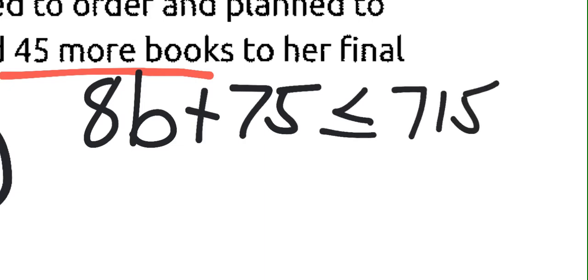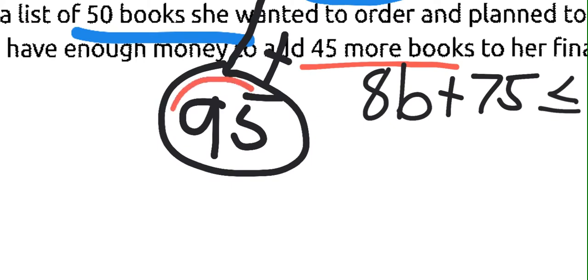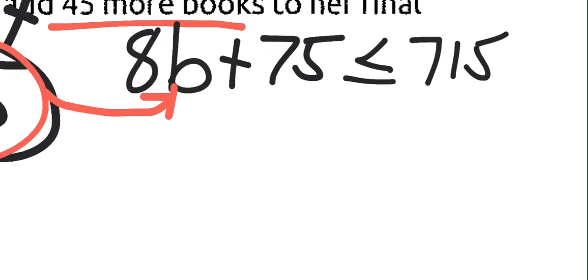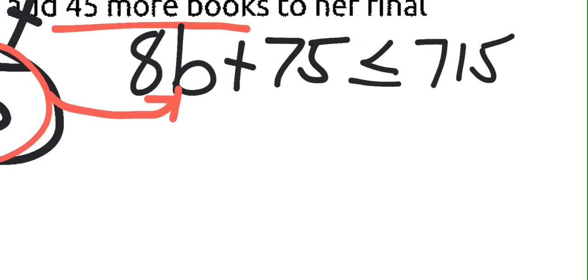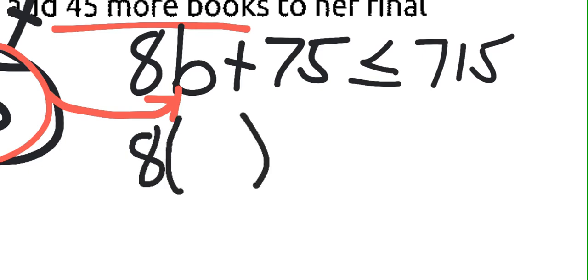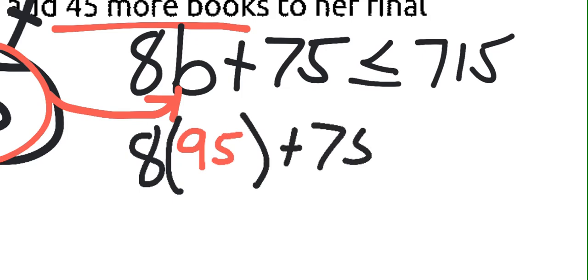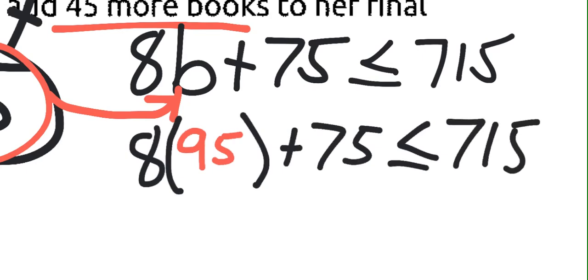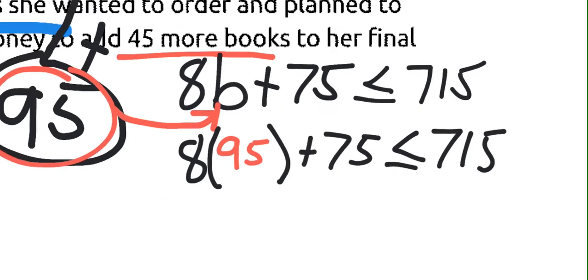If Miss Melvin's going to order these 95 books, again, I know I just said it, but I want to make it really clear that I'm plugging that in for B because I need to see if this is a true statement. So now what I'm going to do is I'm going to take my 8 and I'm going to take my books. We've got 95 books that we were talking about. We have to add on 75 to that, and we want to know if it's less than or equal to 715. What you're going to do is you multiply the 8 and the 95, you add on 75, and you just see if that is a true statement. You guys got to finish this one up on your own.